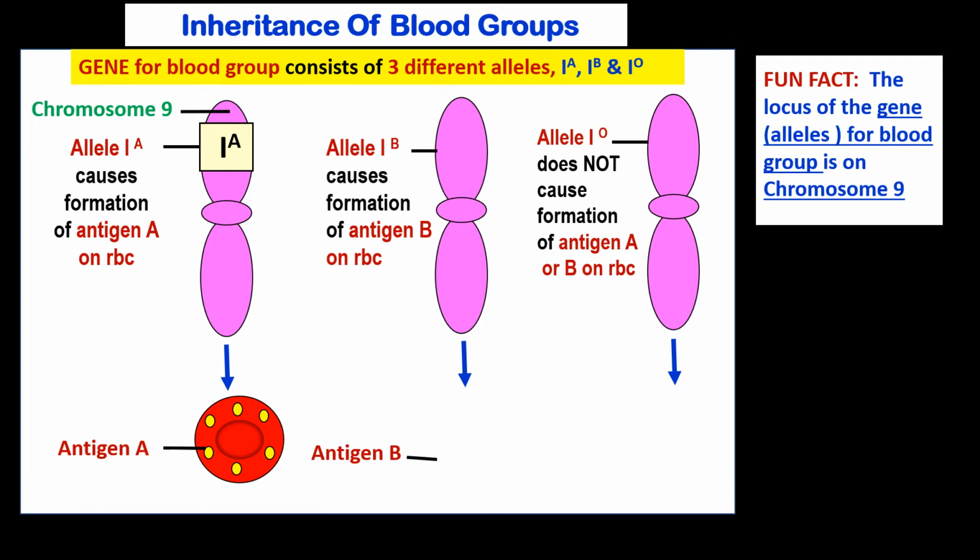And then the second allele is IB. IB causes formation of another antigen called antigen B on red blood cells. Lastly, we have the allele IO that does not cause formation of antigen A or B on red blood cells.